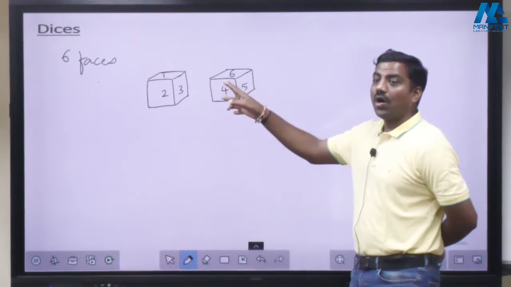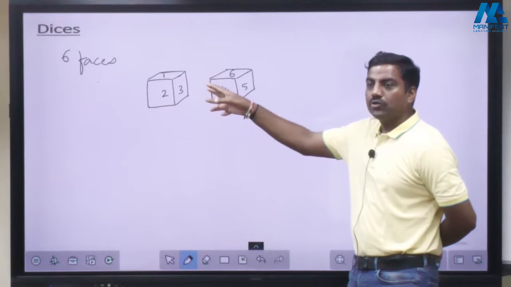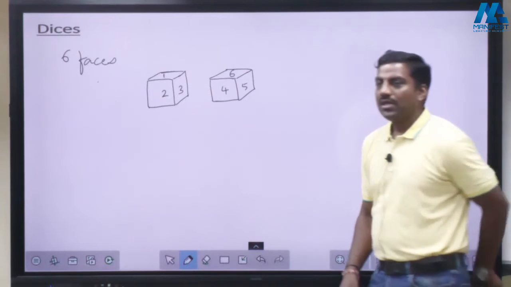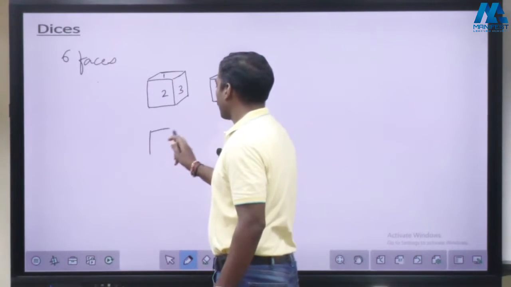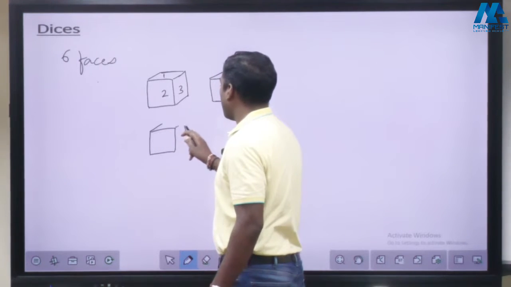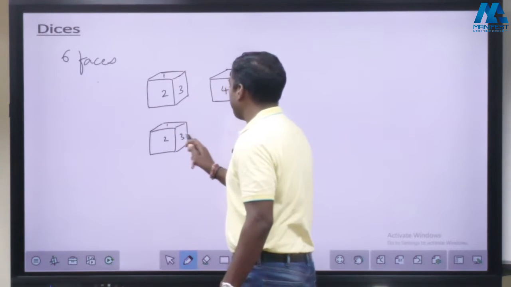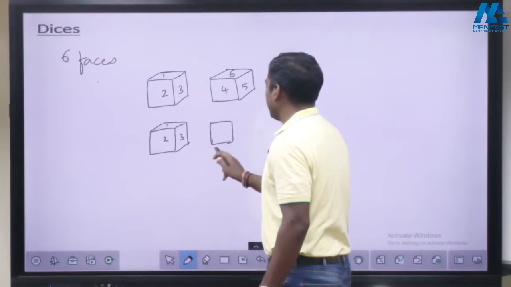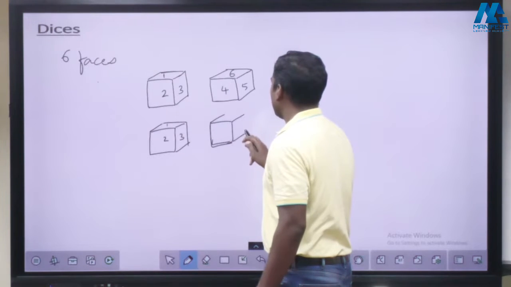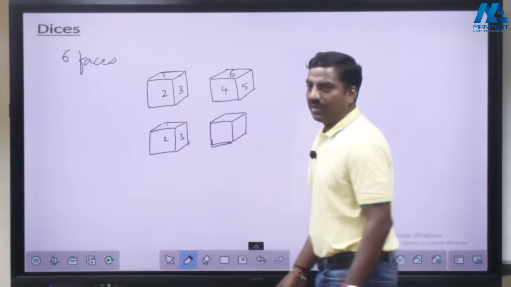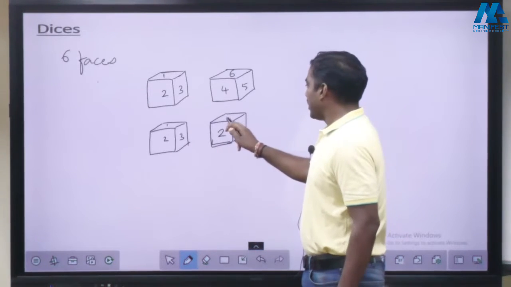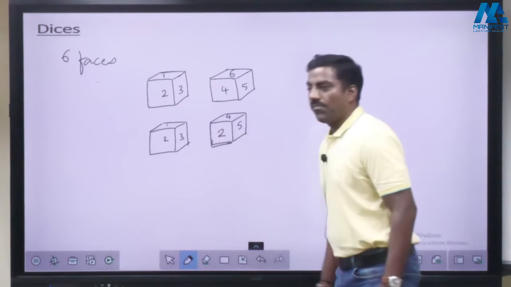Because all 3 that you are seeing in the first dice are mutually exclusive with the other 3 on the second dice. What other chances? 1, 2, 3. Now I'll go from one extremity to another extremity. Now I'll give you one face common. I'll give 2 as common. And I'll write 4 here and 5 here.